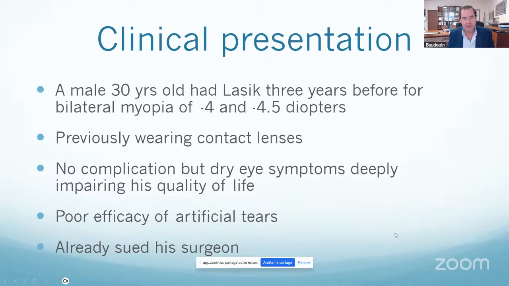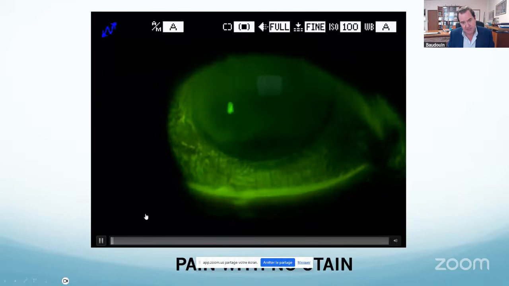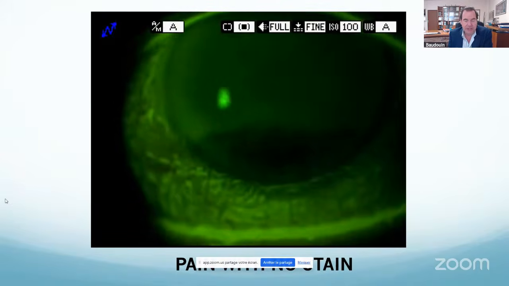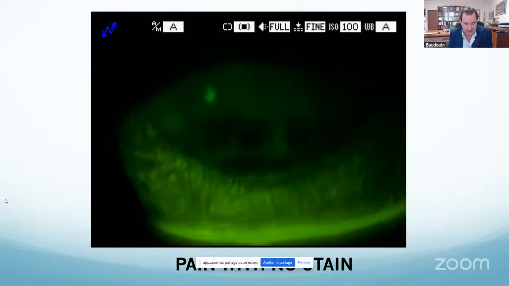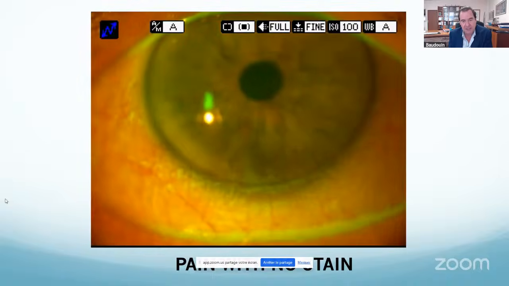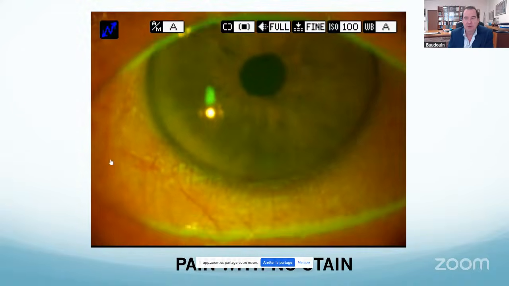Let me start with the clinical presentation of a relatively young man who had LASIK several years before and who was complaining a lot and suffering a lot, despite the fact that the LASIK was perfect and the cornea looked quite fine and normal. He started different types of treatment without success. Here is the video of this previously myopic patient. The major characteristic is that you can observe pain with no stain. Right now, it's considered that pain with no stain is one of the clinical and practical definitions of neuropathic pain. I'll let you look at the video.